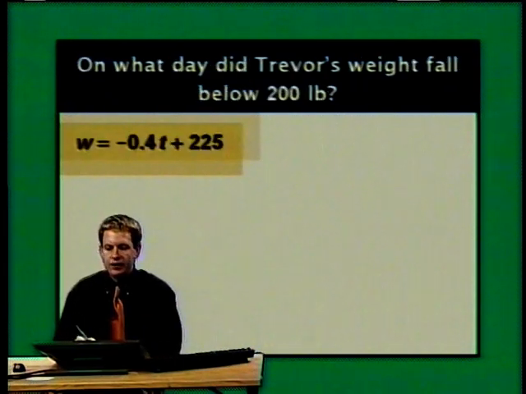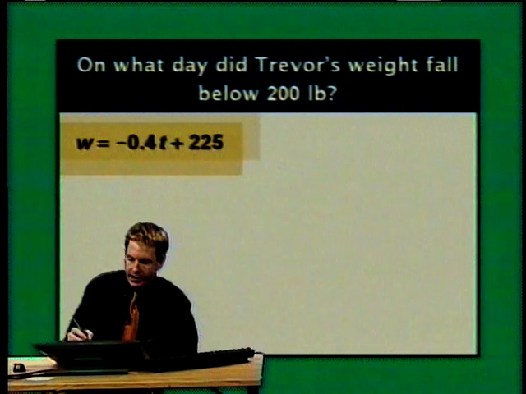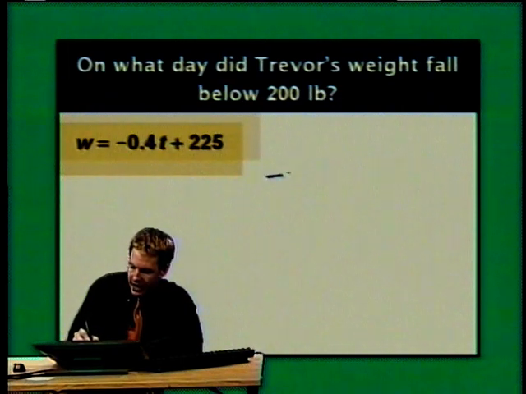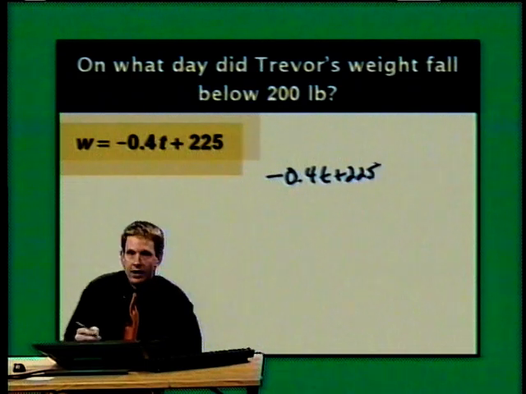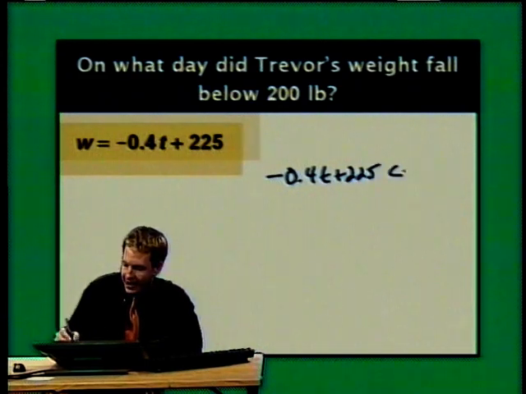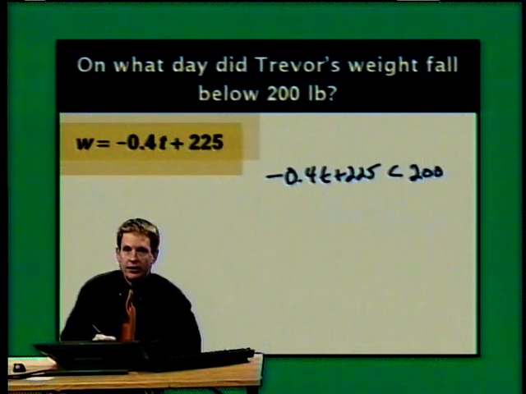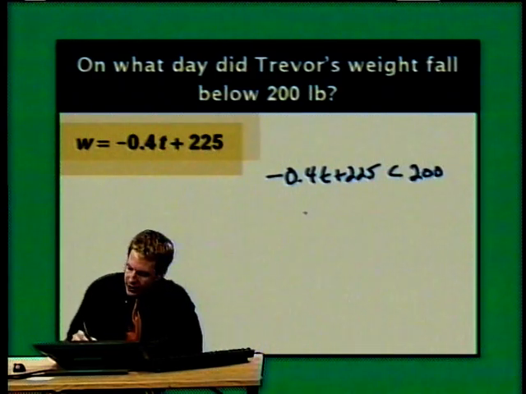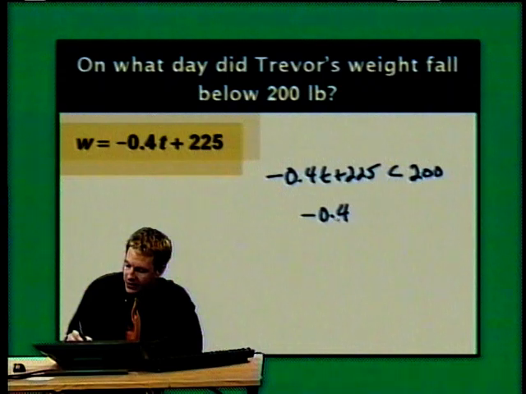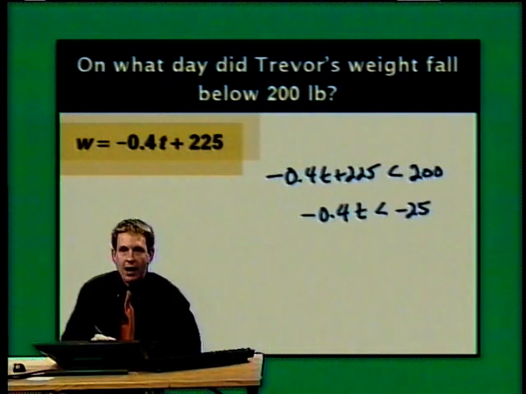On what day did Trevor's weight fall below 200 pounds? This is an inequality question. I want to take my weight formula, which is negative 0.4t plus 225, and figure out when that is less than 200. Subtracting 225 from both sides of the inequality, I have negative 0.4t is less than negative 25.